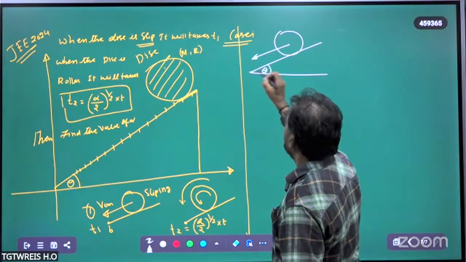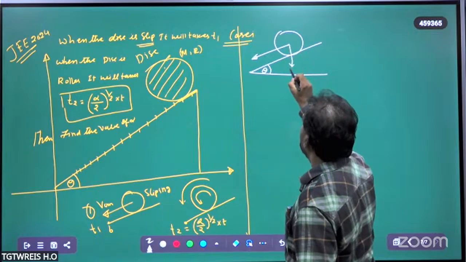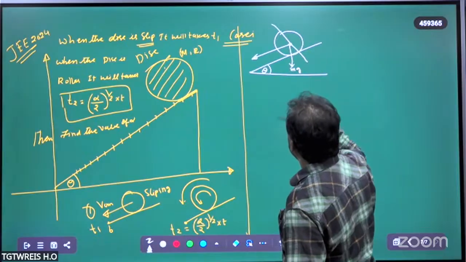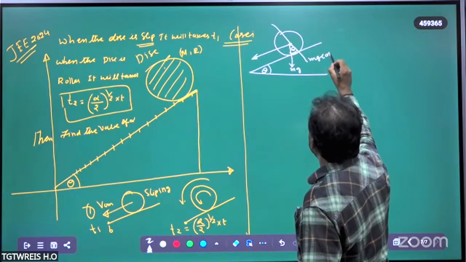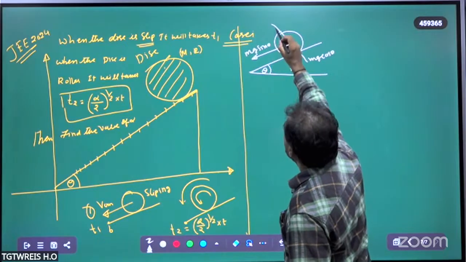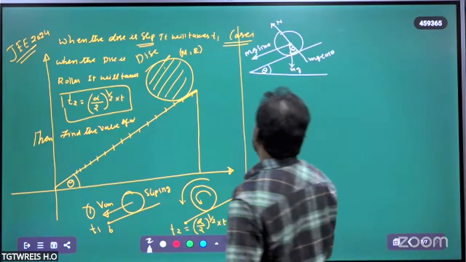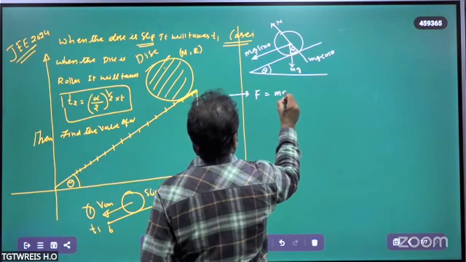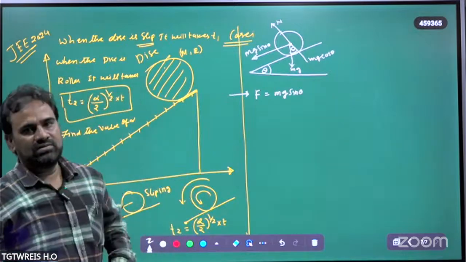So what is happening is its weight mg acts in the downward direction, and the normal reaction force acts perpendicular to the plane. This is the point of contact. With angle theta, the components are mg cos theta and mg sin theta. So what is the driving force? The driving force is F equal to mg sin theta.